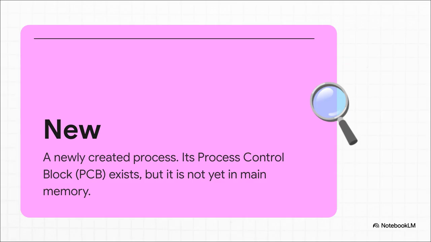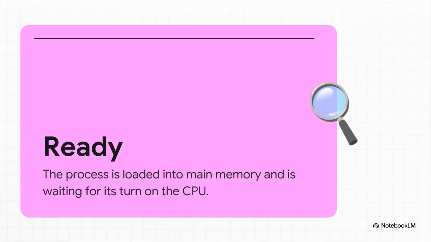First up, we have new. This is literally the moment a process is born. The operating system creates a kind of ID card for it, called a process control block, or PCB. This thing holds all its vital info. But at this point, it hasn't actually been moved into the computer's main workspace, the memory, just yet. It's just an idea.